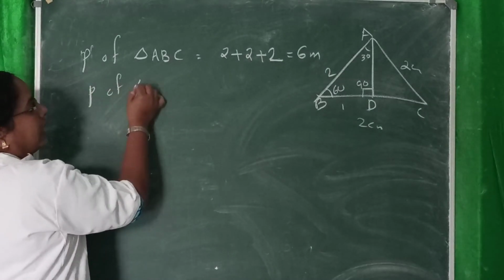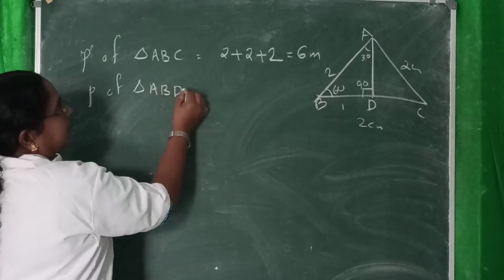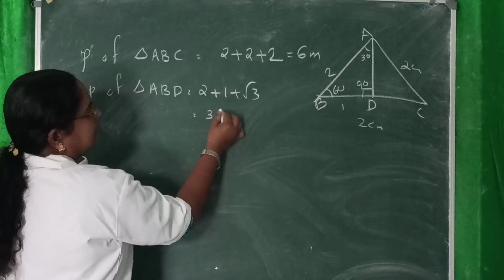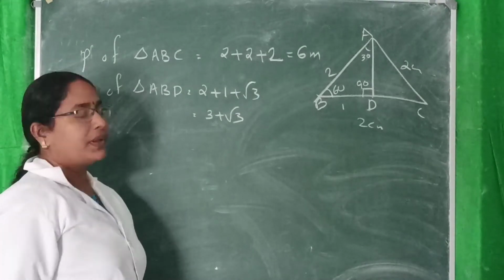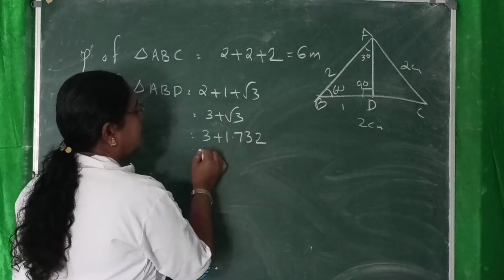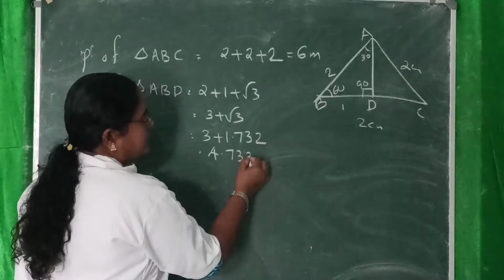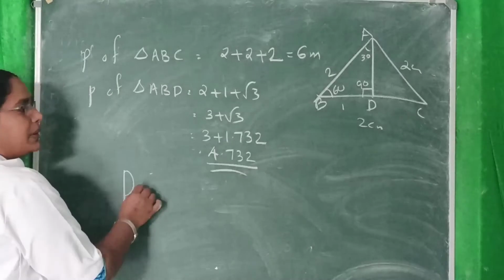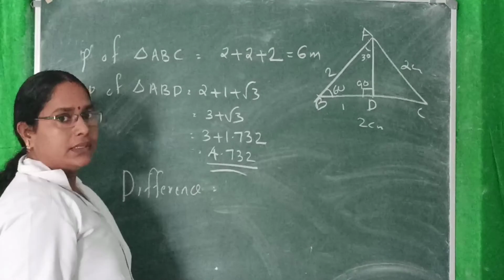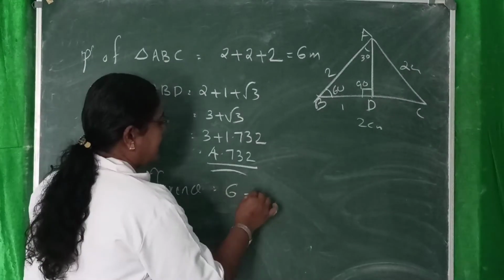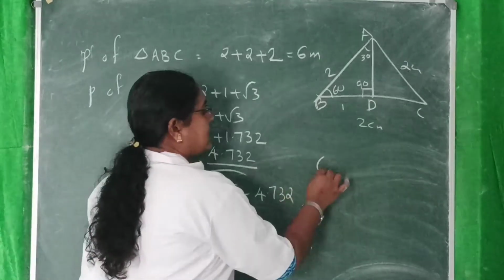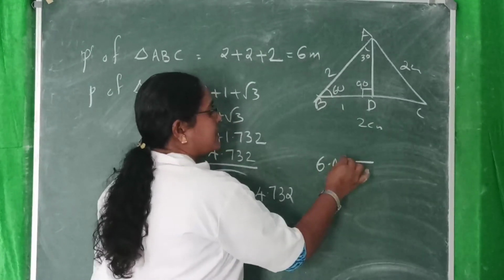The perimeter of the part triangle is 2 plus 1 plus root 3. Therefore 3 plus root 3. Root 3 is 1.732, therefore 4.732. Then the difference of the perimeter is 6 minus 4.73.